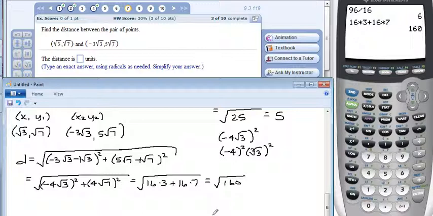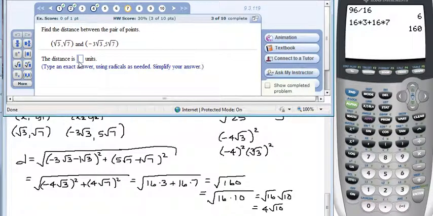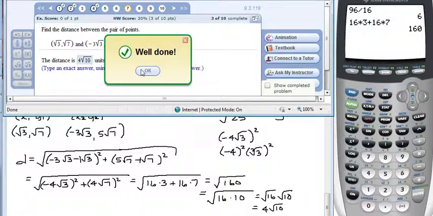Okay, now I'm going to go back into my radical rules and go, I probably got a perfect square sitting underneath there. And this one's pretty easy. I can see it right off the bat. 16 times 10, right? Split and evaluate. 4 roots of 10. That's how far apart those are. Well, let's see if that's correct. 4 roots of 10. Yep.